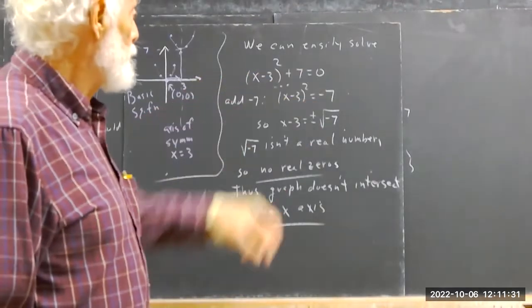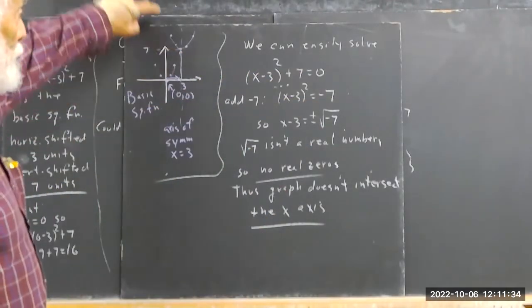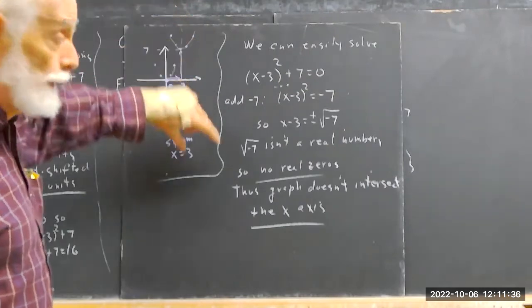Well, this is the function we just graphed. And you see there are no real zeros. This thing does not go through the x-axis.